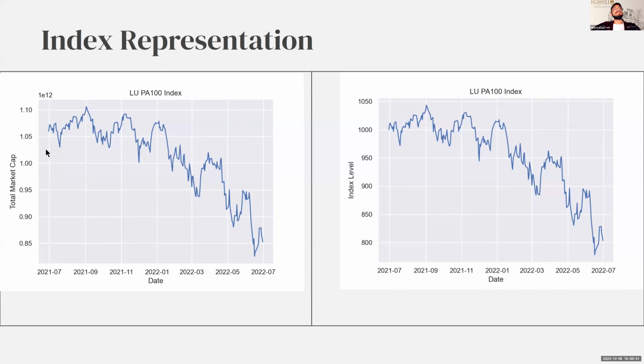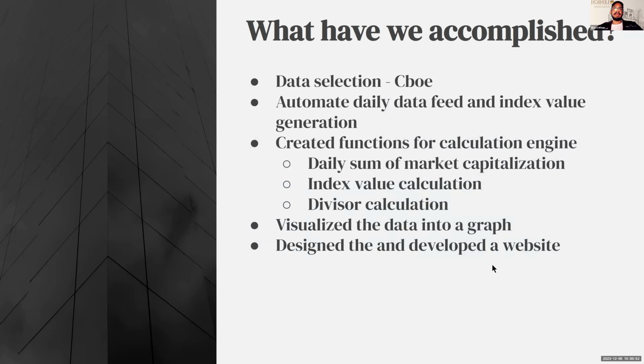And you can see that the total market cap on the left and the index level on the right are exactly the same in their movement. The percent change is exactly the same. Obviously the levels are different. The total market cap is 1 point something trillion when it starts, and the index level starts at 1,000. So that's just to make it a more digestible number.